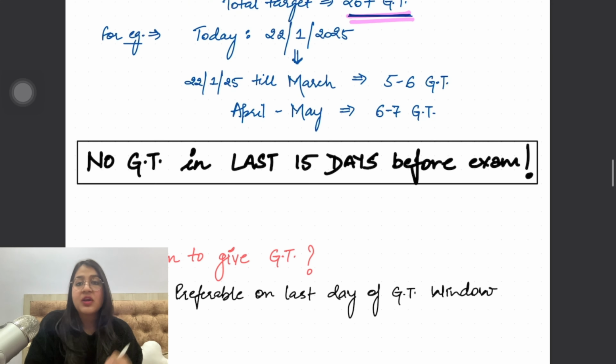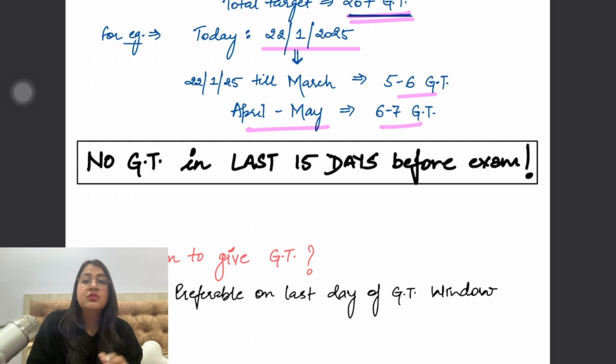So now talking about present day, for example, today is 22nd January. So from today till end of March, you should aim for 5 to 6 GTs. So aim to give 1 GT in the month of January, 2 GTs in February, and 2 to 3 GTs in March. All right. In April and May, since it is going to be the last phase of the preparation, aim for giving 6 to 8 GTs. So 3 to 4 GTs in April and 3 to 4 GTs in May.